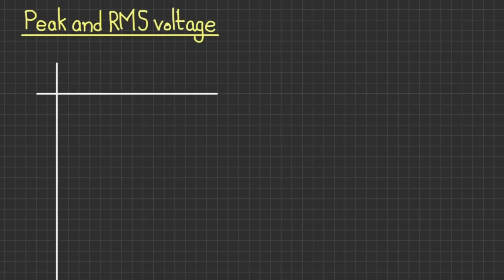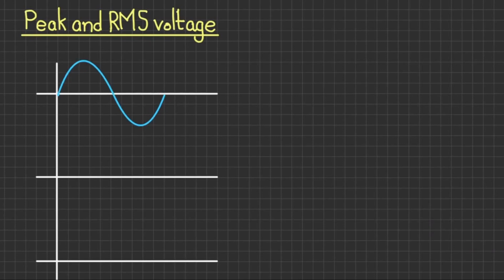Now let's talk about peak voltage and RMS voltage characteristics of an AC signal. Peak voltage is the maximum voltage of an AC signal in one cycle. The peak value of an AC signal occurs twice in a cycle, once in the positive half cycle and a second time in the negative half cycle of the waveform.